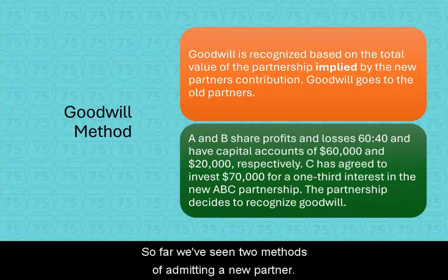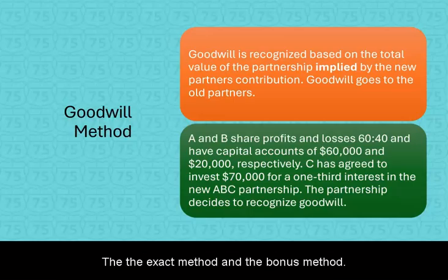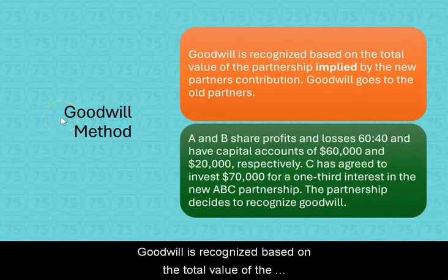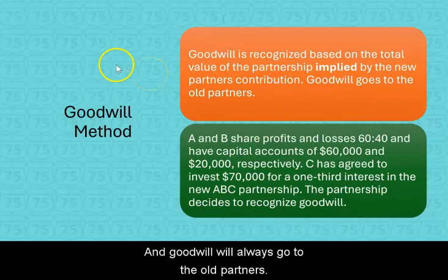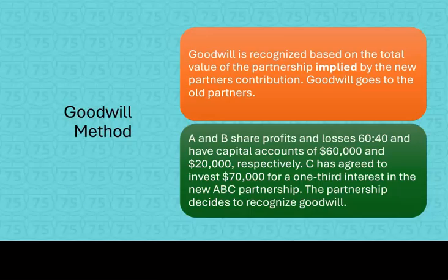So far we've seen two methods of admitting a new partner, the exact method and the bonus method. Now the goodwill method. Goodwill is recognized based on the total value of the partnership implied by the new partner's contribution. And goodwill will always go to the old partners. So if there's goodwill to be recognized, it'll look like this.